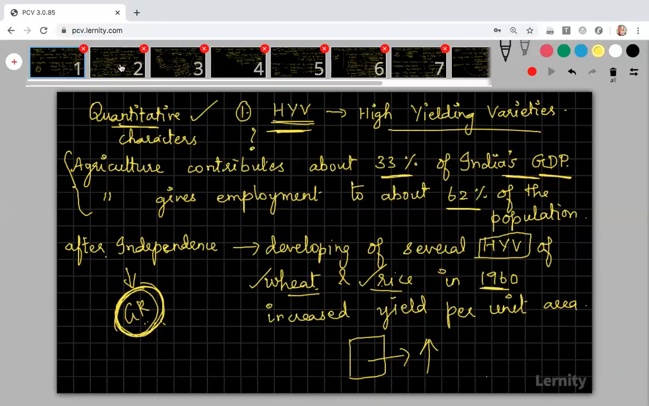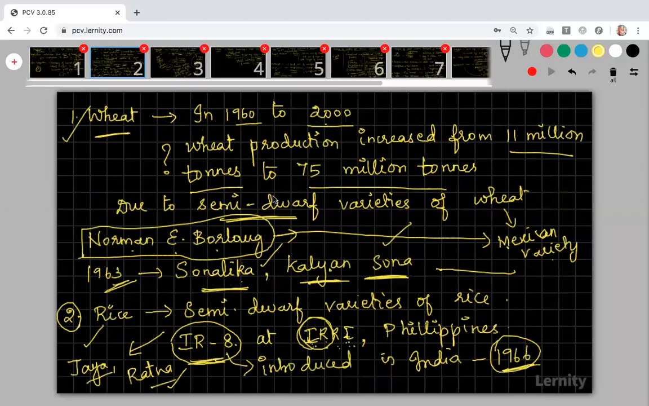Okay. And the second slide I will show you now. In the second slide, I have given you some examples for high yielding varieties. So the first 2 examples are in this slide. Wheat plant. In this wheat plant, we have increased the production from 11 million tons to 75 million tons by introducing the semi-dwarf varieties of wheat.